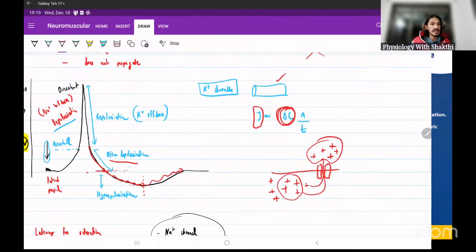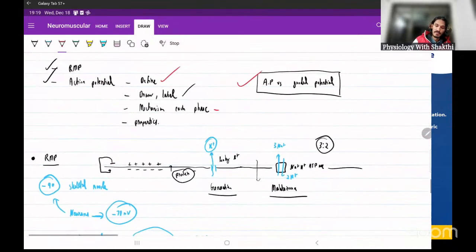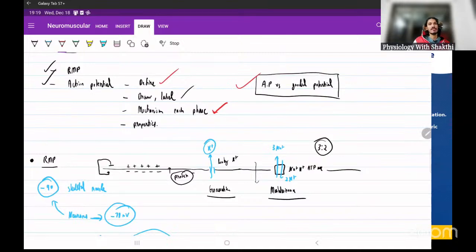So these are the various phases: latent period, the depolarization, overshoot, repolarization, after depolarization, hyperpolarization, and return back to the resting membrane potential. These are things that you have to talk about when explaining mechanism of each phase. So for example, this is 1 mark. Draw and label can be 2 marks. Mechanism of each phase can be asked as a 3 mark. Okay, that is already a 5 mark question.